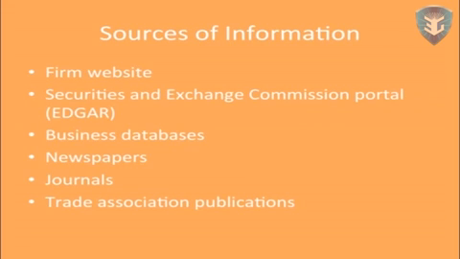Sources of information at the company level can include the firm website, the Securities and Exchange Commission portal, commonly known as EDGAR, business databases, as well as newspapers, journals, or trade association publications. Industry information can best be found utilizing business databases as well as trade publications and other news sources.